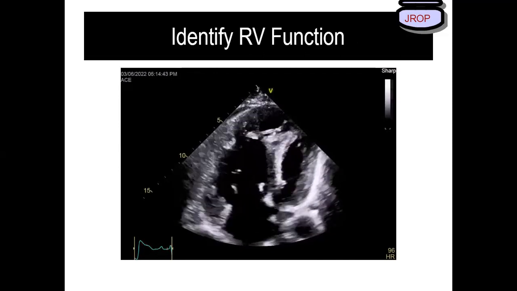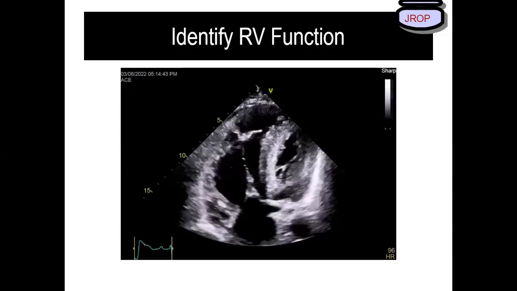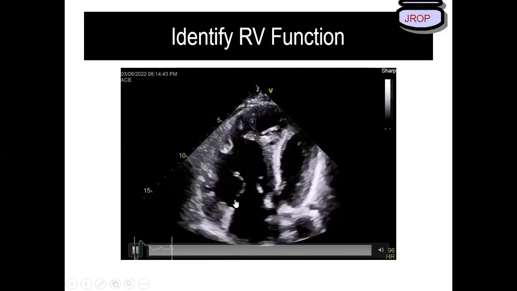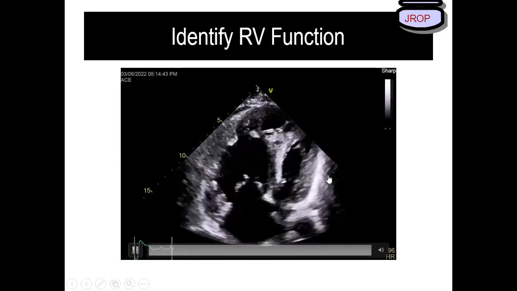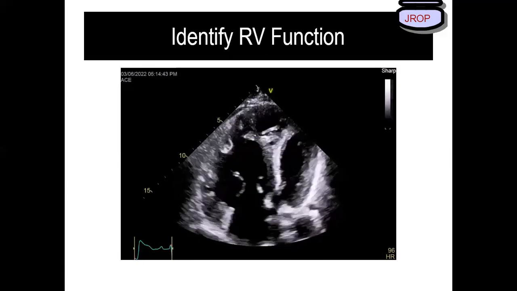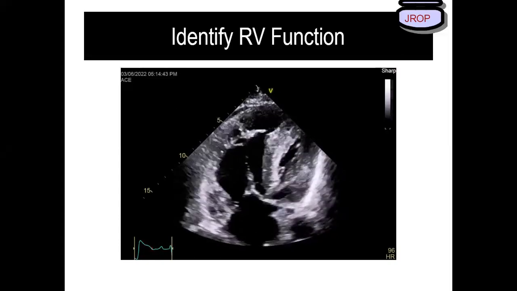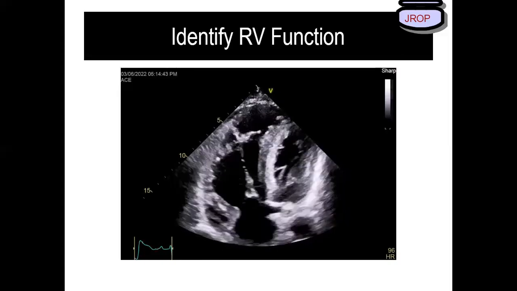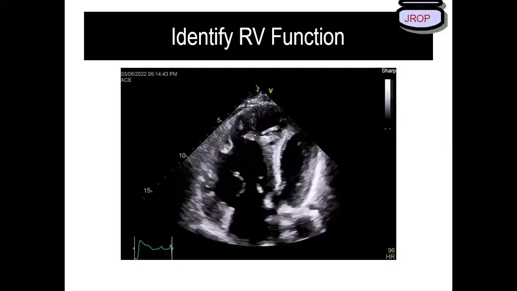RV is dilated. I do not know much about RA because RA is cut off over here. I don't see RA completely. But RV is dilated. What else do you see in this patient? Speak loudly. I'm thinking, sir. Okay. Anybody else would like to take this question?